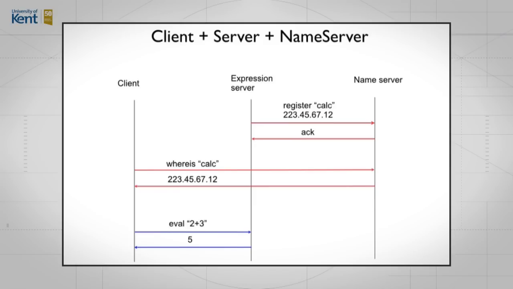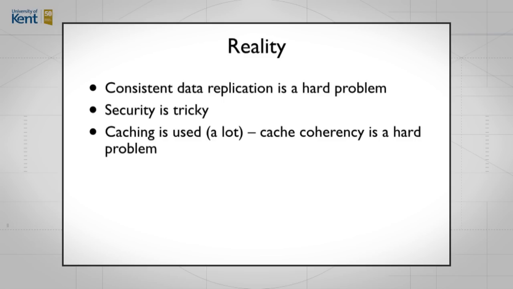Somebody wants to use that. A client will go to the name server and say, okay, so where's this calc service? And the name server will respond, hopefully, with the address of where the service can be found. And then, having done that, it can send a message to the expression server saying, hey, please evaluate this expression for me. This slide says, okay, so could you evaluate 2 + 3 for me? Yes, the answer is 5.